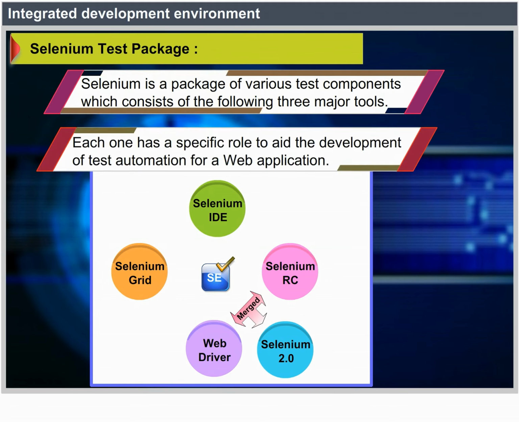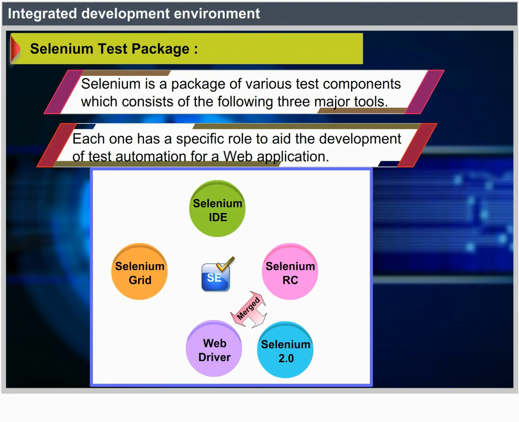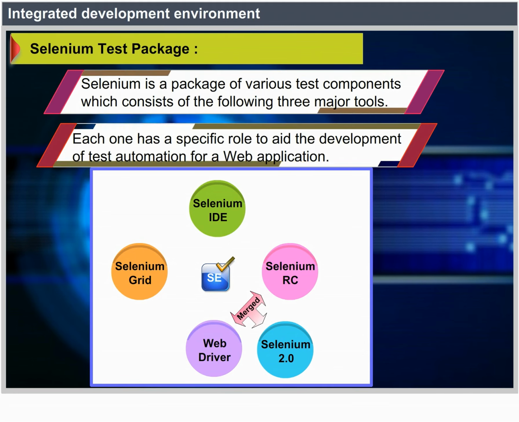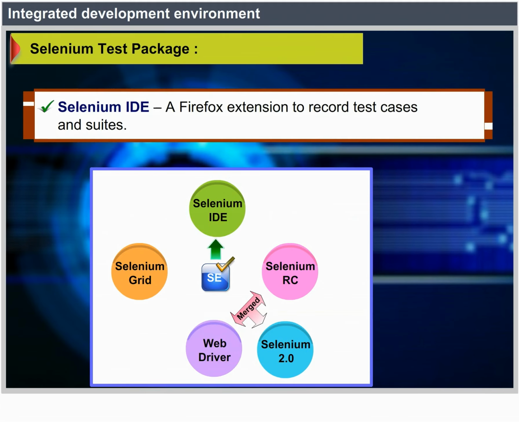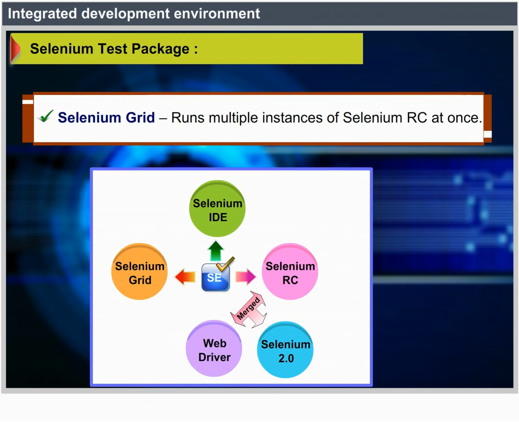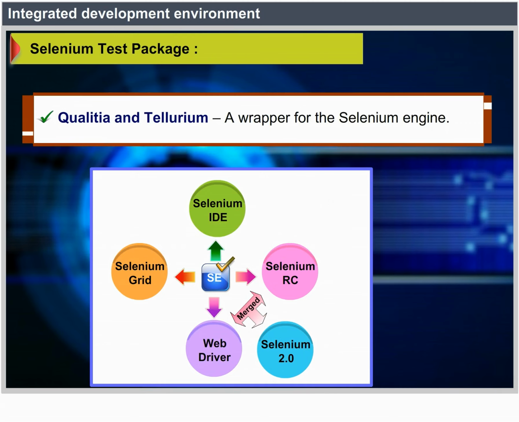Each one has a specific role in aiding the development of test automation for a web application. Selenium IDE, a Firefox extension to record test cases and suites. Selenium RC, used to run tests on different browsers and systems. Selenium Grid runs multiple instances of Selenium RC at once. Qualitia and Tellurium, a wrapper for the Selenium engine.